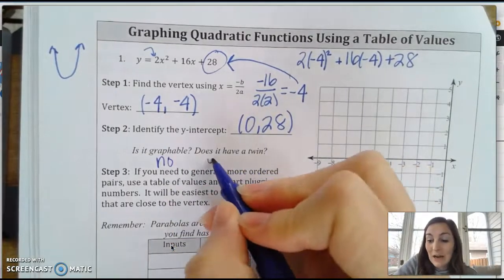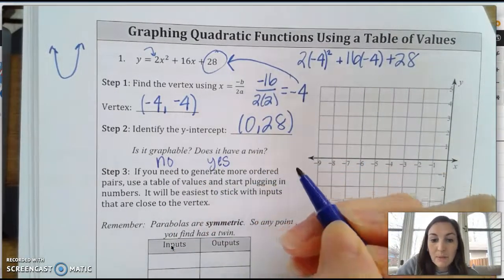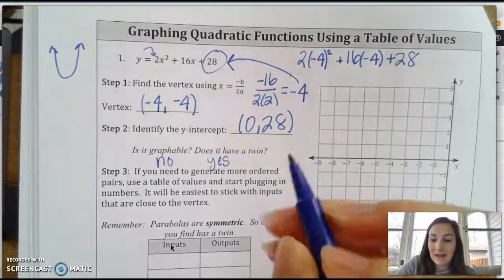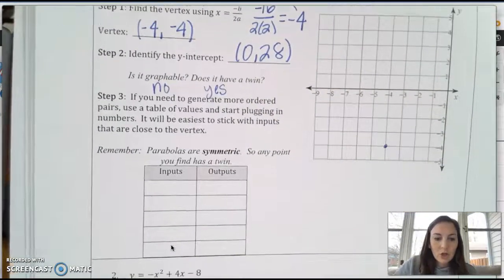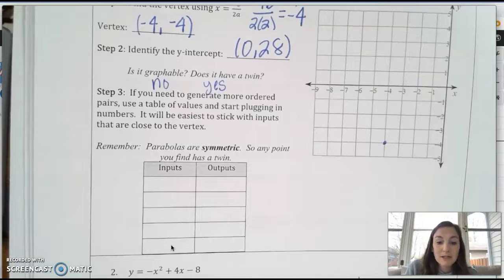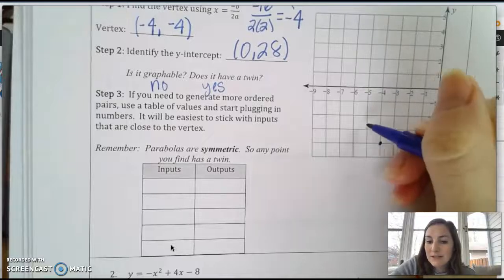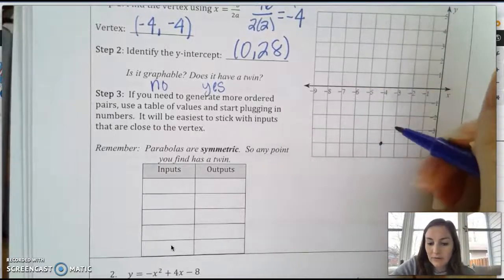Does it have a twin? It always will have a twin, right? Every point has something mirroring it on the other side. Can we graph it? No, but the twin does exist. So remember, parabolas are symmetric. So any point you find has a twin. So where should we start? We should pick points on either side of our vertex.